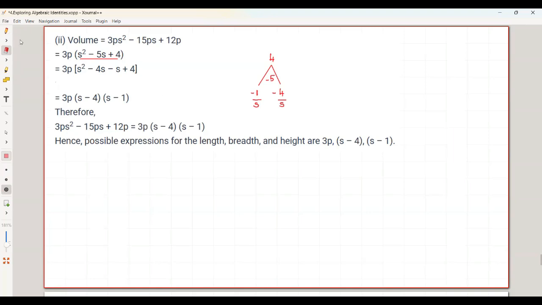So we are writing 3p outside, s minus 4, s minus 1. Now this is our length, breadth and height. Therefore the length is equal to 3p, breadth is equal to s minus 4, and height is equal to s minus 1. Whether we take 4 ones or 1 fours, while multiplying everything will be the same.